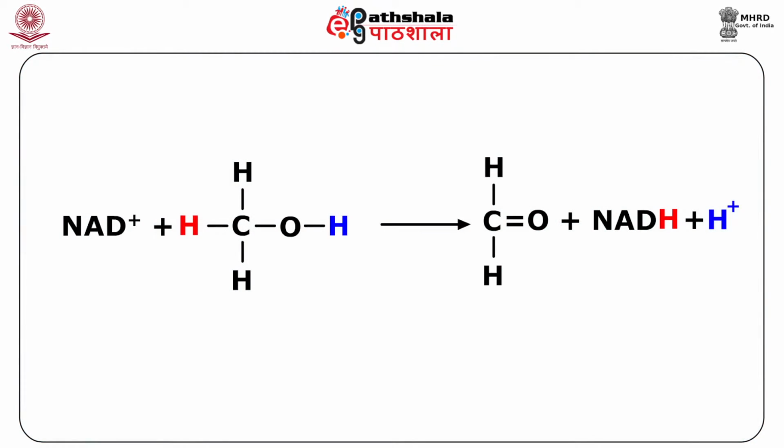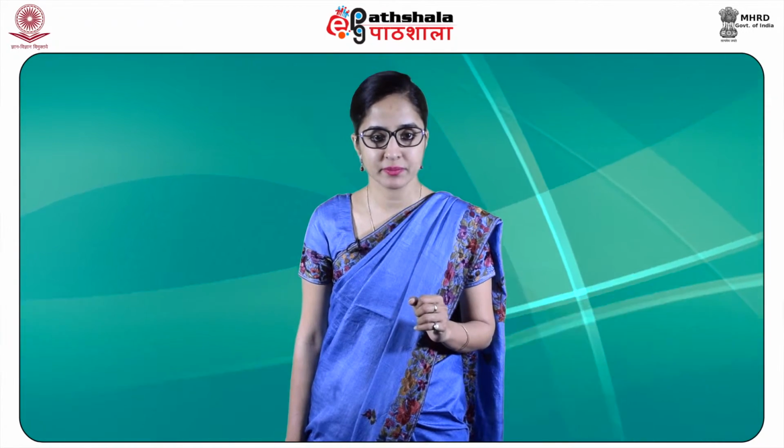When NAD+ becomes reduced by dehydrogenation of alcohol, one of the hydrogen atoms removed from alcohol becomes firmly attached to NAD+, converting it to NADH, the other is released as a proton. As you can see here, the proton which is released gets attached to NAD+, and this is shown here clearly in this figure. Why are there four major hydrogen transfer coenzymes?